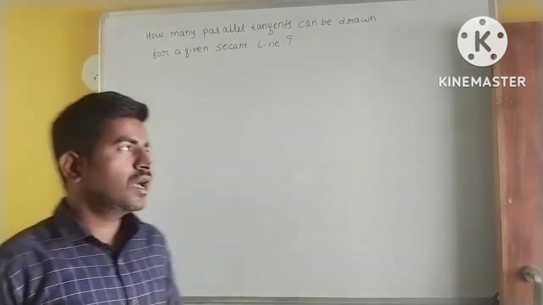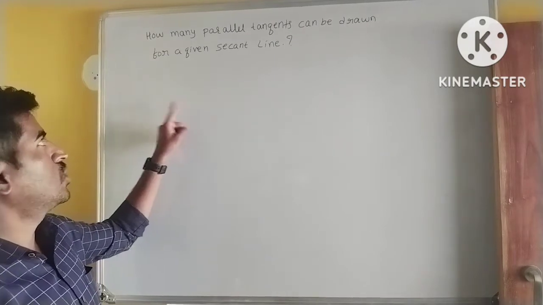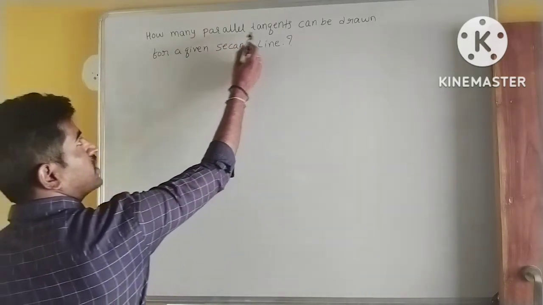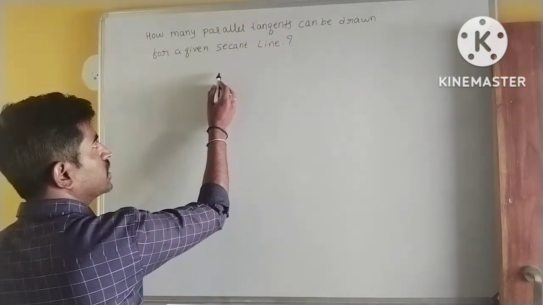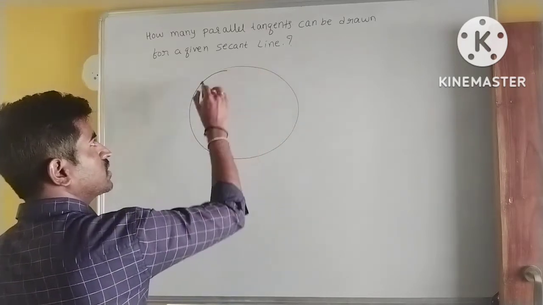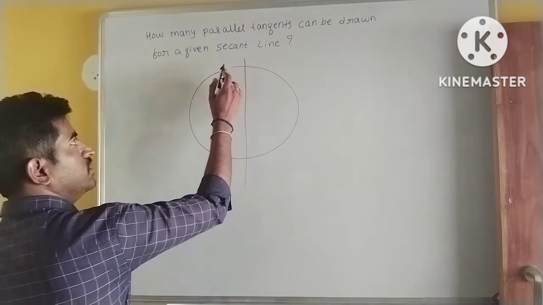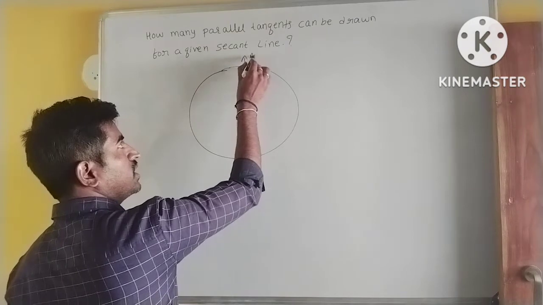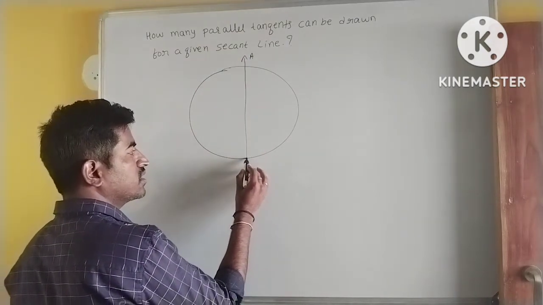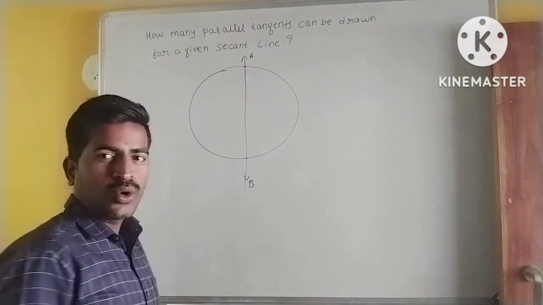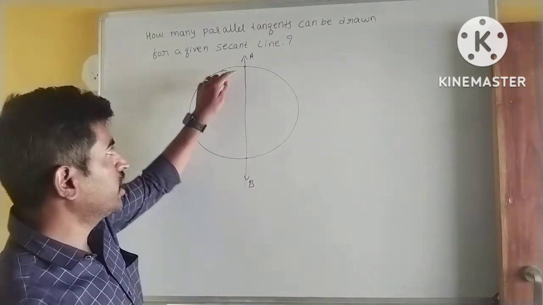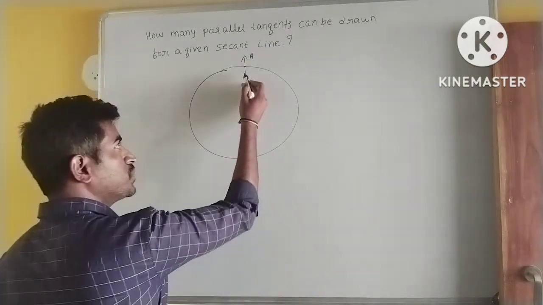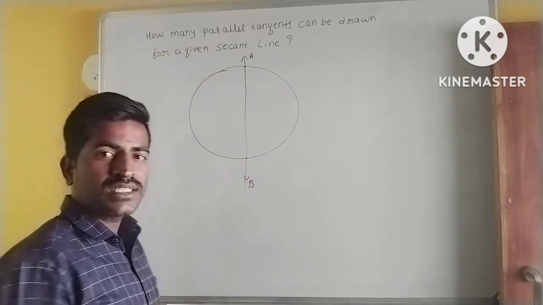Okay, the next question is how many parallel tangents can be drawn for a given secant line? Can you answer? Let us consider a circle first, and I will draw one line. This line we can call a secant line because this particular line AB is intersecting the circle at two different points. No matter where it is intersecting, if it intersects at two different points, we call it a secant line. With respect to this secant line, how many parallel tangents are possible?